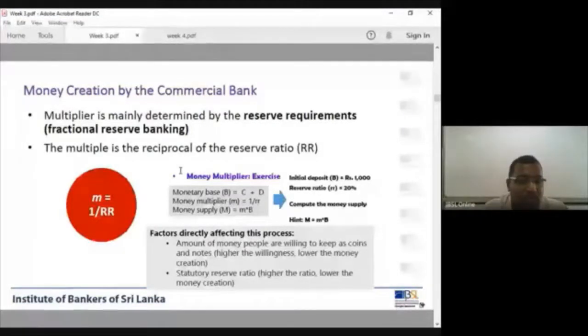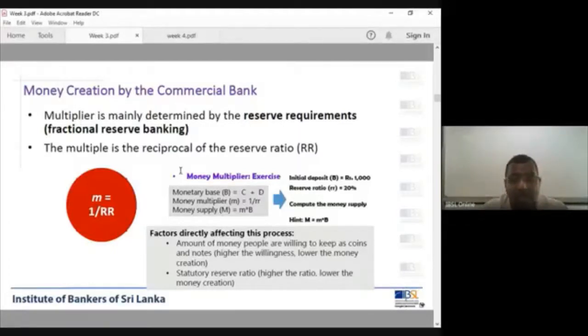Now, some time back, the reserve ratio of the Central Bank of Sri Lanka was somewhere around 10%. Let's say 15 or 20 years ago, it was 10%. So in that case, how do you calculate the money multiplier? It's simply 1 divided by 10%, which means 10.